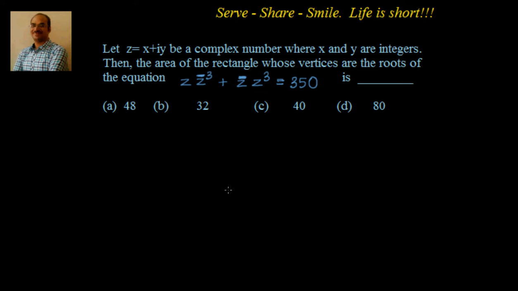Complex numbers. Let z = x + iy be a complex number where x and y are integers. This is very important. We have been told that x and y are integers. This should be useful to us after some time. Then the area of the rectangle whose vertices are the roots of the equation z (z')³ + z' z³ = 350 is how much? We have a couple of options there. We have to pick the right choice.